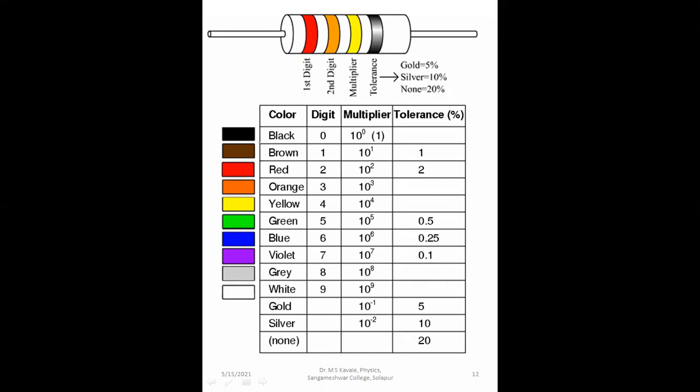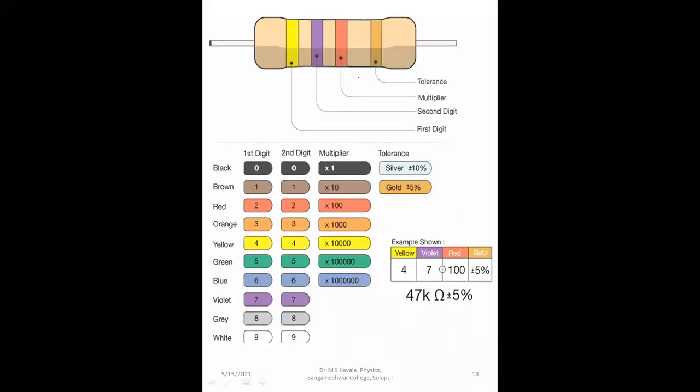So depending upon the bands present on the resistor, if you identify carefully the color of the band and its number, then we can find out the resistance of the resistor. So here is the example. First digit yellow, then second digit violet, multiplier red, and the tolerance, that is the gold one. This gold stands for the tolerance.